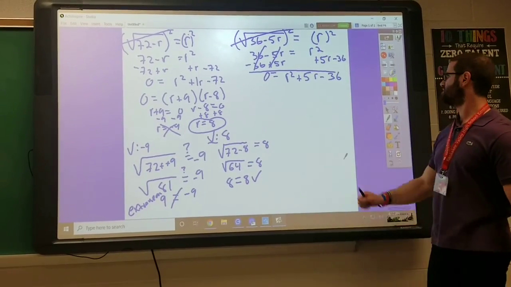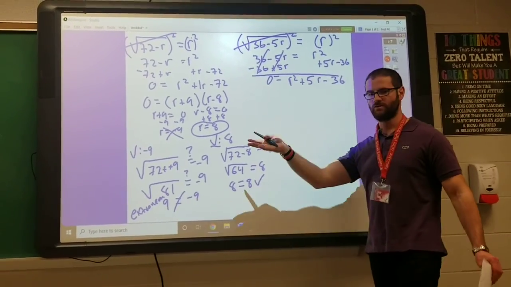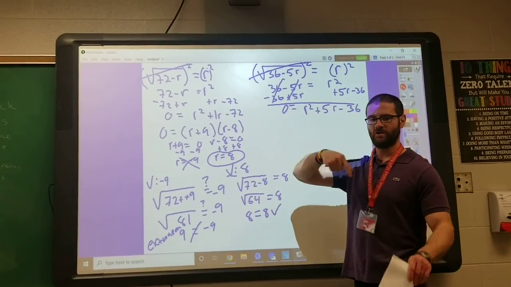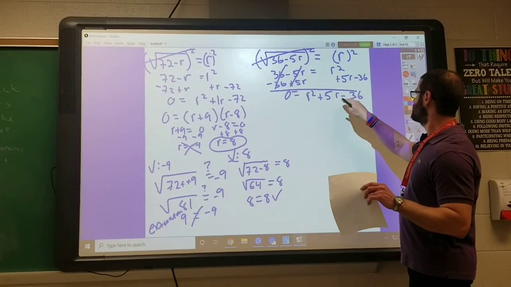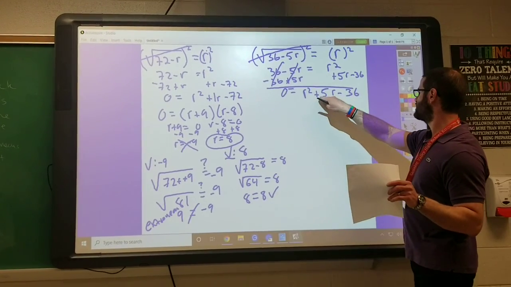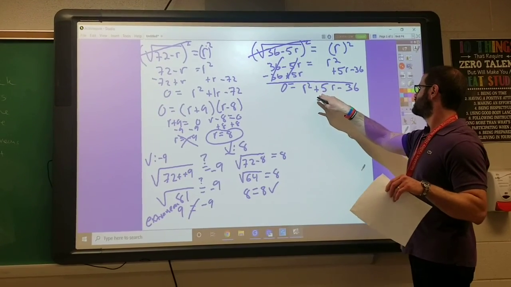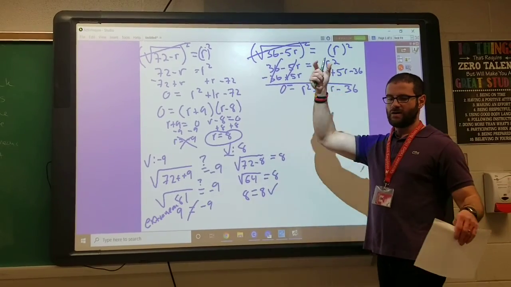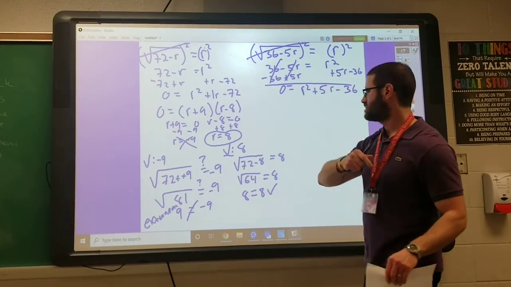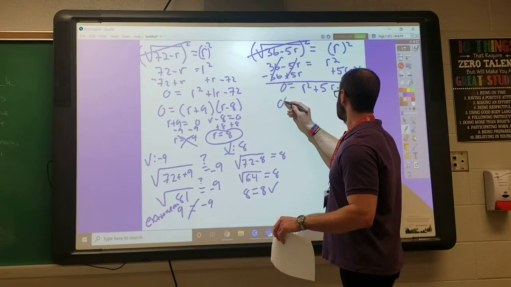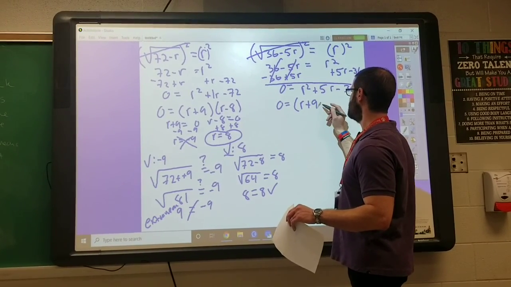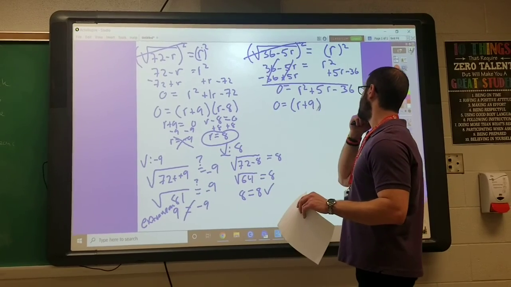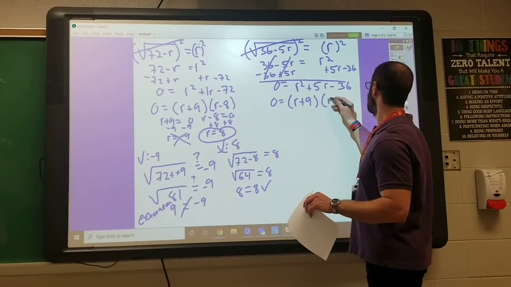Remember, when we factor, and I have included your factor sheet in the folder for this day's assignment, I'm looking for factors of negative 36 that add up to 5. So we look at 9 and negative 4. Those would be the two that would get the job done there. So I would have r plus 9, and I would have r minus 4.